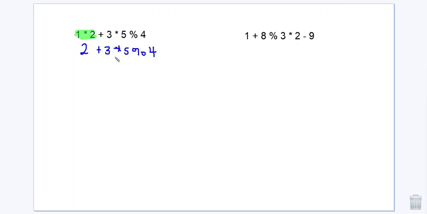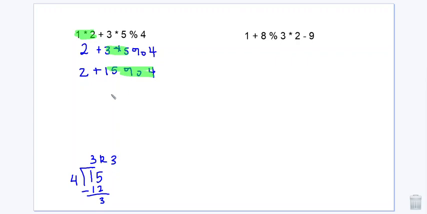Next I have multiplication again, so that is going to come next. So 3 times 5 is 15. And then next I'm going to do the remainder operator. Remember, with the remainder operator, it's thinking about what's left over, what's remaining, and that's going to be 3. And 2 plus 3 is 5, so I'd get 5 here.